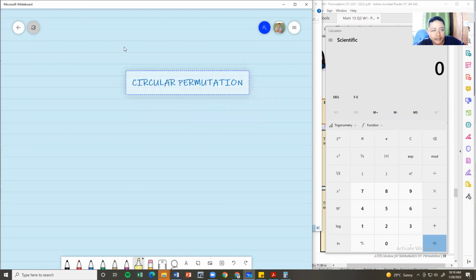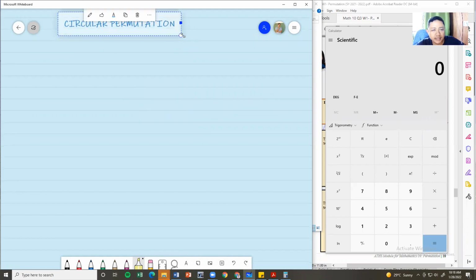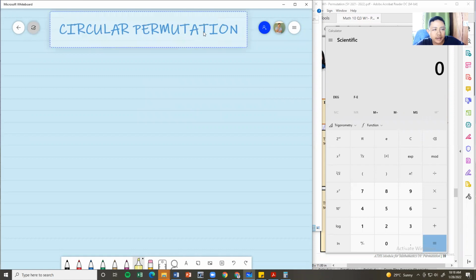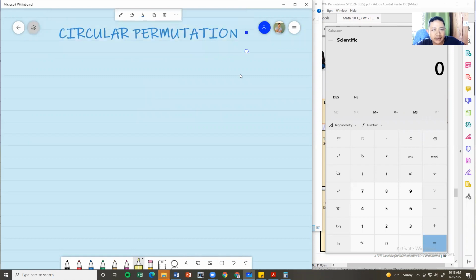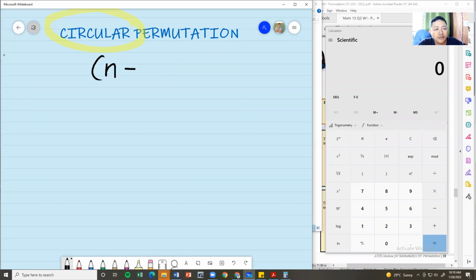Okay. Circular permutation is very easy. This happens usually when your data or the event is around a circle. From the word itself, circular permutation, when what you're given is around a circle, then circular permutation is what we use. And this is very simple. This is just n minus 1 factorial. As simple as that.